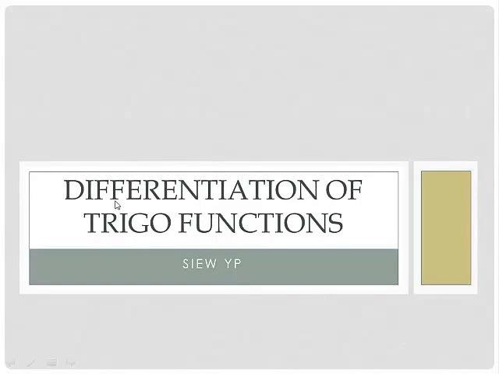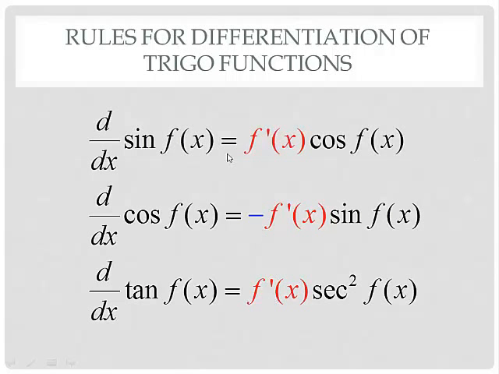Today we are going to learn about the differentiation of Trigo functions. Here are the rules for the differentiation of Trigo functions. Differentiate sine, you get cos of the function, and you have to differentiate the function and place it in front.